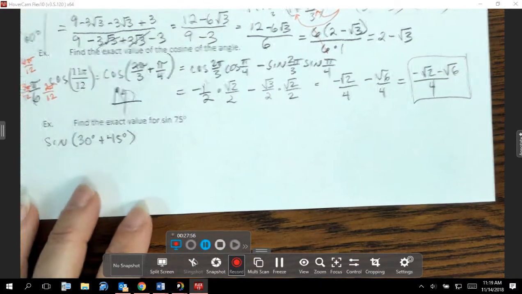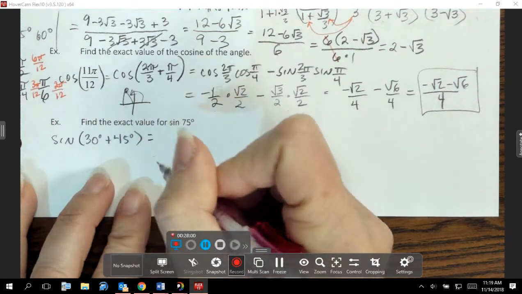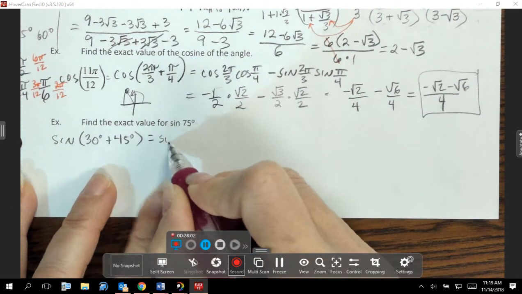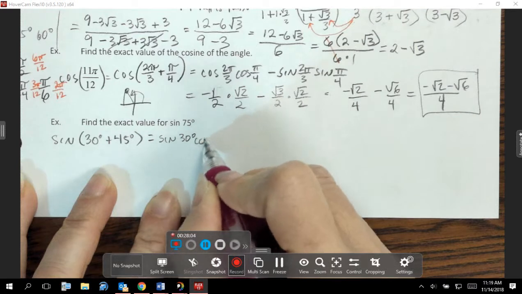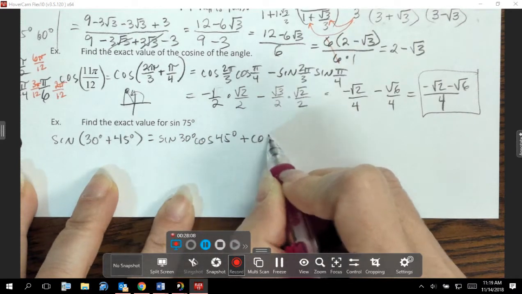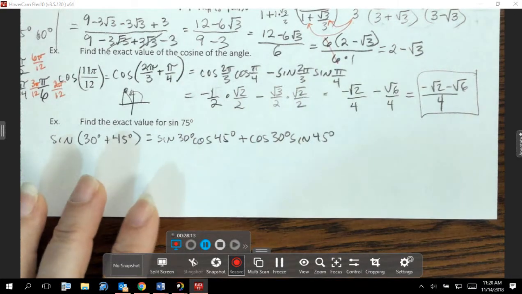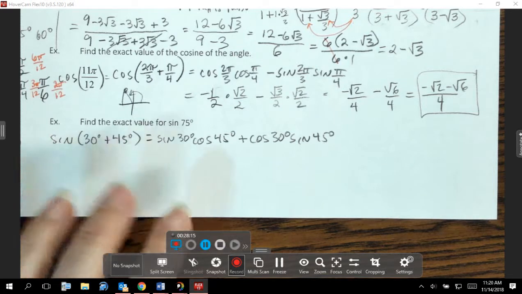So that's kind of what my first step looks like. It's just, okay, well, it's going to be 30 plus 45. Then I go to use my formula from the top of the paper. Sine 30 degrees, cosine 45 degrees, plus cosine 30 degrees, sine 45 degrees. Filled it in from a formula, that's it.